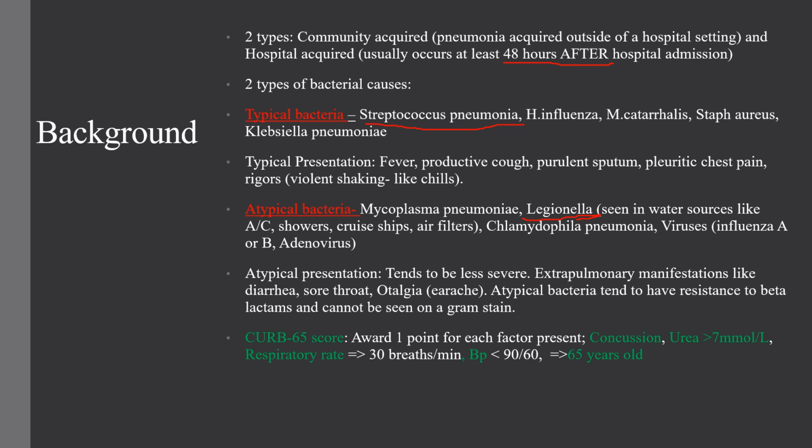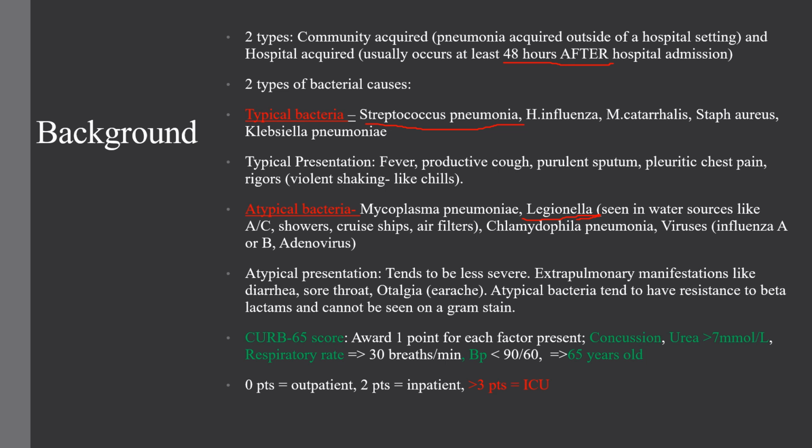So the stuff we look for are confusion, urea over 7 millimoles per liter, respiratory rate usually 30 breaths per minute or more. A normal respiratory rate is usually between 10 to 20. Blood pressure less than 90/60. Typically a normal blood pressure is around 120 over 80. And then of course you've got your 65 years and older, and the elderly are always most affected in all these kinds of scores. So like I said here, 0 points will be your outpatient, 2 points will be your inpatient, and greater than 3 will be your ICU.